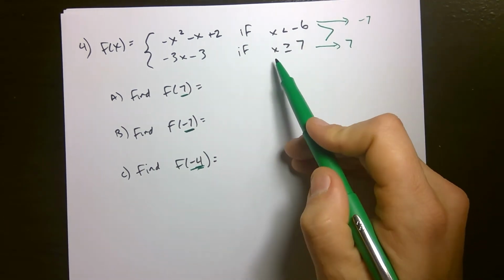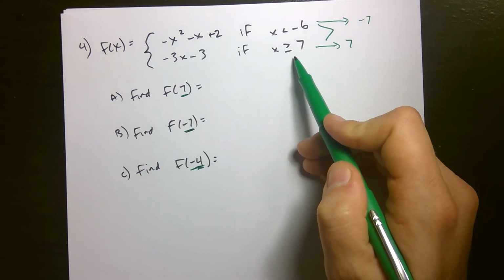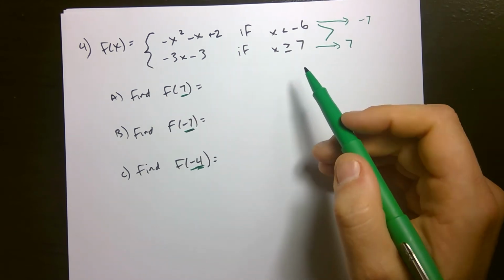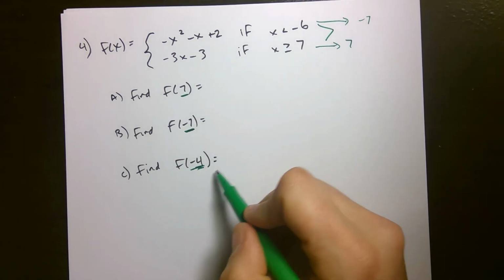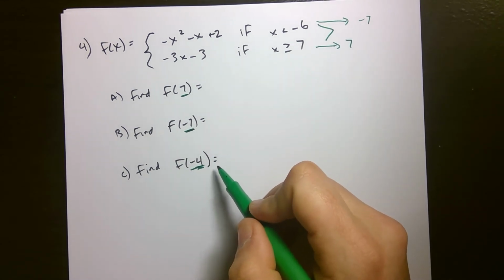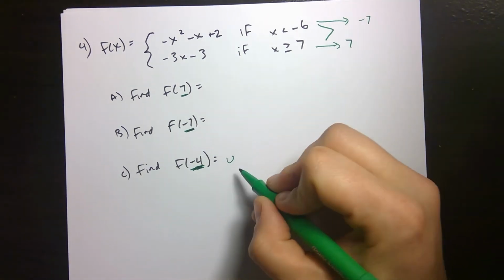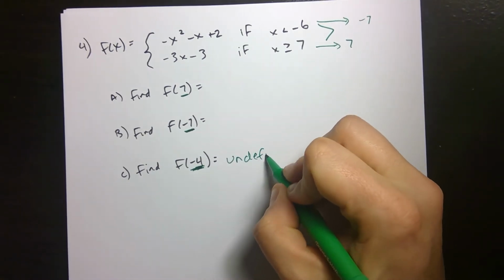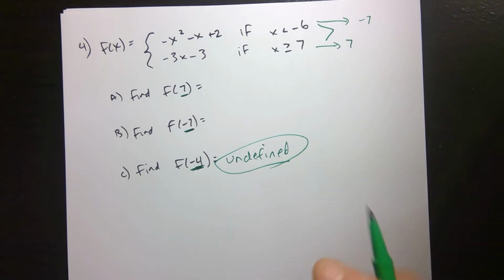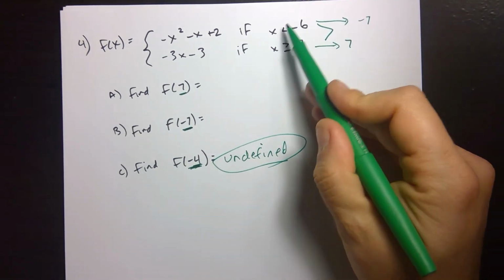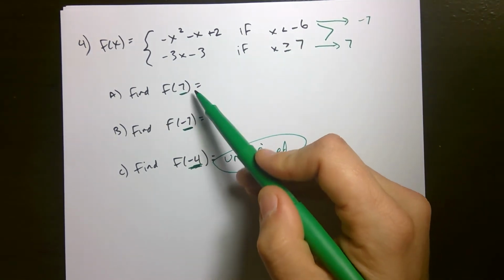And then I say, okay, well, is -4 greater than or equal to 7? The answer is also no. And so what's going to happen with this guy, he's not even on the map, so to speak. And so on this particular one, I can get away without doing a lot of work, and I can simply write undefined. And I'm done with that one because -4 is not in my domain. But now I have to go back and finish these two.